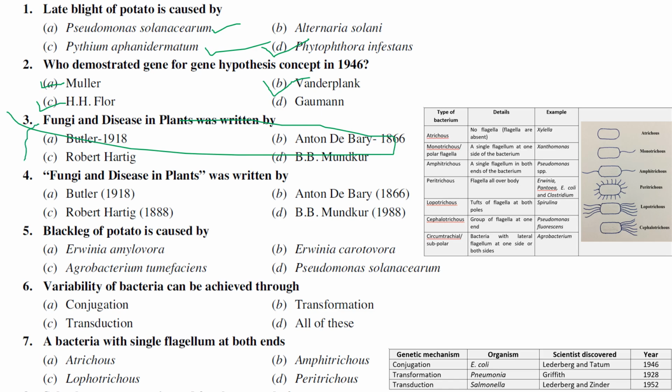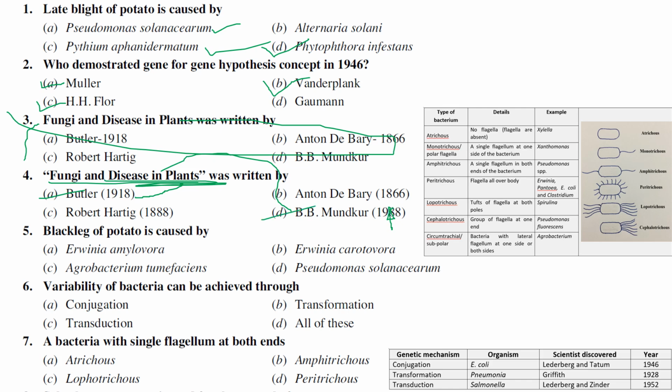The next one is fungi and diseases in plants was written by. So here there are two books which actually confuse us: fungi and diseases in plants, fungi and plant disease. Actually fungi and diseases in plants was written by E.J. Butler in 1918, whereas fungi and plant disease was written by B.B. Mundkur in 1948, not 1988, it's 1948. I repeat, fungi and diseases in plants was written by E.J. Butler, whereas fungi and plant disease was written by B.B. Mundkur.